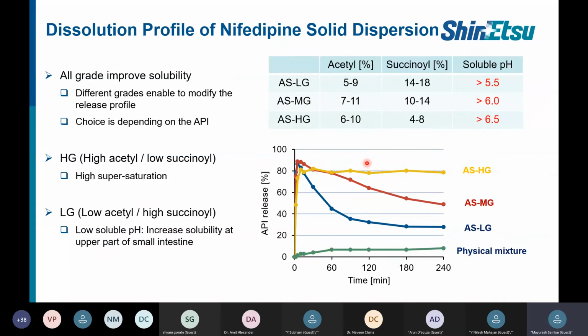Although all grades are suitable, amongst them one should be chosen based upon the optimization trials taken for the solubility enhancement and to maintain the supersaturation. Again, that has some connection with the acetyl to succinyl ratio, and that is explained over here. That is, low soluble pH increases solubility in the upper part of the small intestine, and that's how we can conclude that may be the reason why LG is not able to maintain the supersaturation in case of nifedipine.